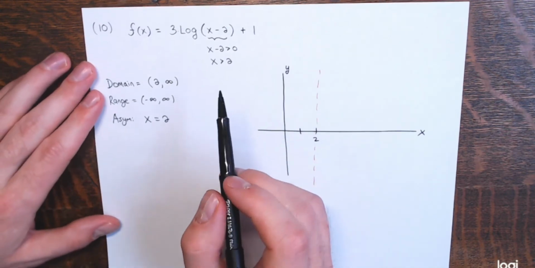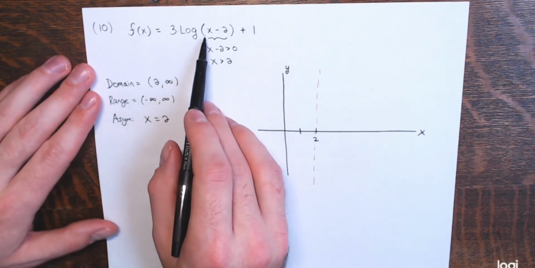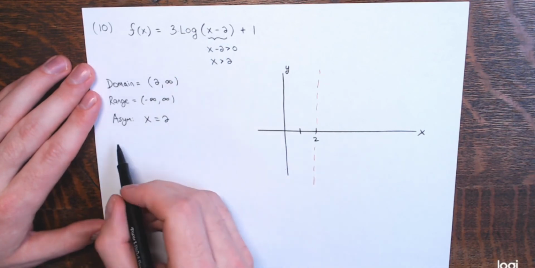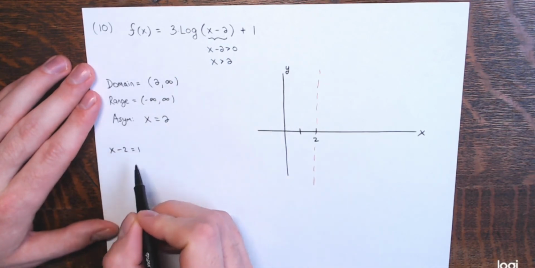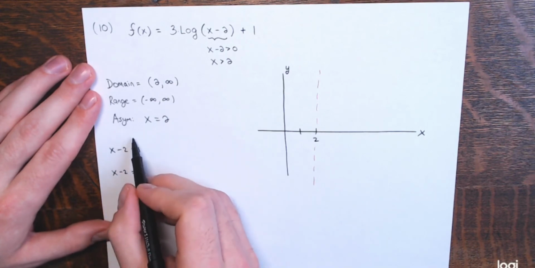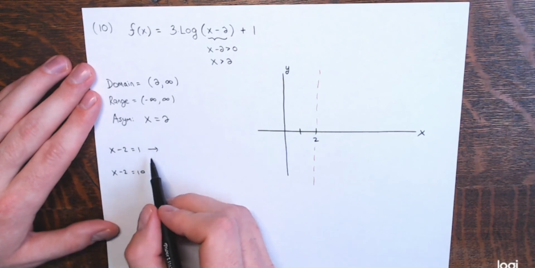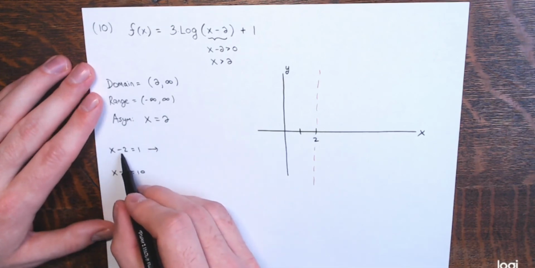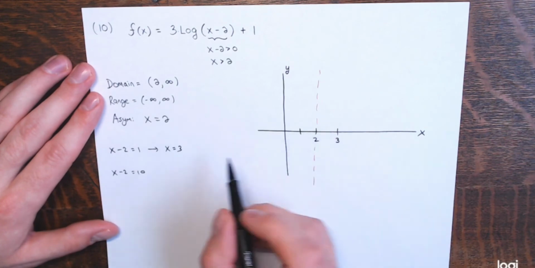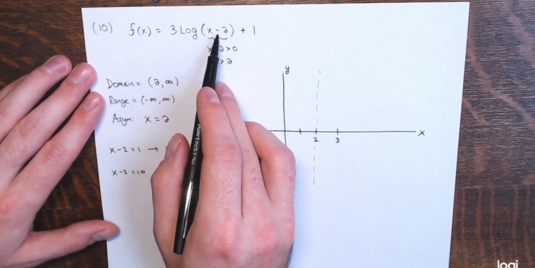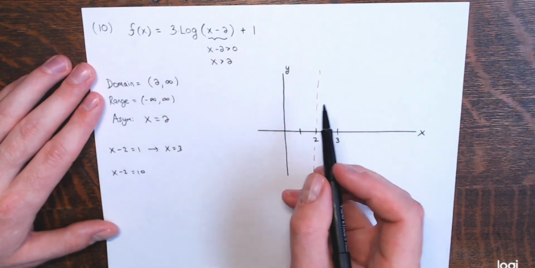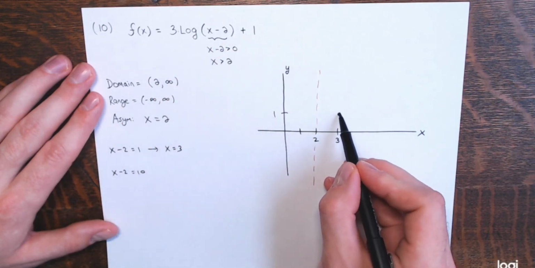Now, again, I'm plugging in values of x so that my number inside the logarithm is a power of 10. So when is x minus 2 equal to 1? When is x minus 2 equal to 10, 100, 1,000, 1/10th, whatever? But again, I really only need 2 points. So when is x minus 2 equal to 1? When x equals 3. Now when I plug in 3 for x, you get the log of 1, which is 0. Then times 3 is 0, plus 1 is 1. Right, so the point (3, 1) would be on this graph.